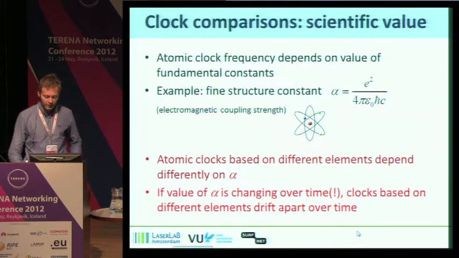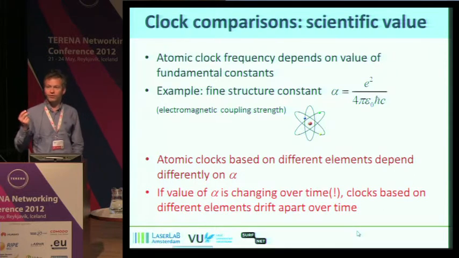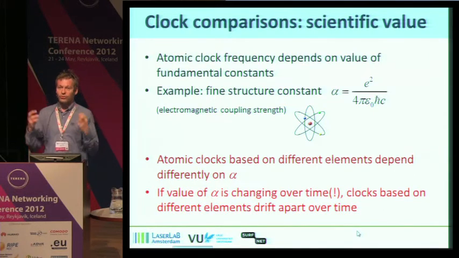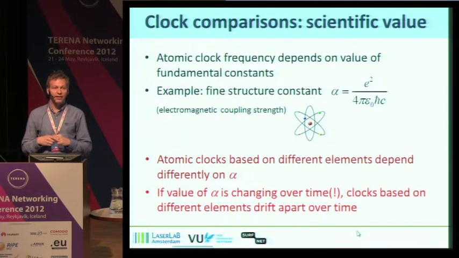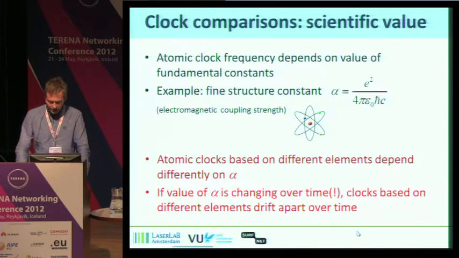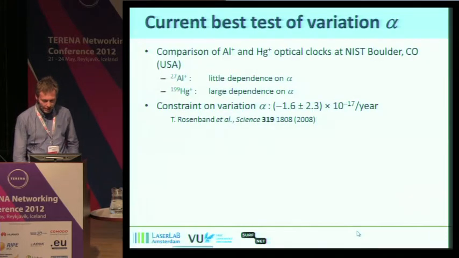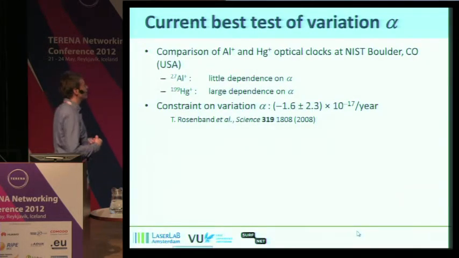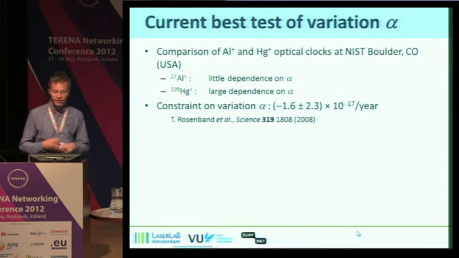So if you take 2 atomic clocks based on different elements, then the clock frequencies depend differently on, for instance, the fine structure constant. So if the fine structure constant value is changing over time, these two clocks would start ticking at different rates. And there has been a test to test whether the fine structure constant is changing.